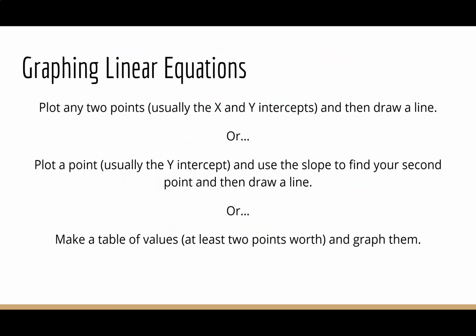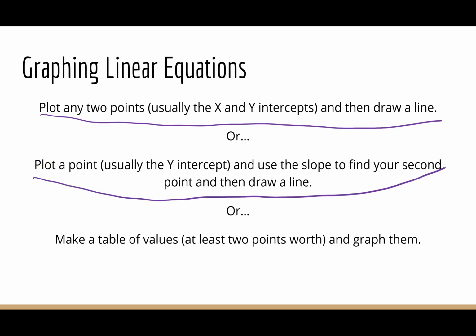So essentially there are 3 strategies for graphing linear equations depending on your personal preference. The whole deal is that you want at least 2 points on the graph, and then you connect them with a line. Okay, at least 2 points is good enough. 3, 4, 5, just fine. So the first strategy, just plot any 2 points and draw a line. If you know the x and y intercepts, plot them. Otherwise, just any 2 points. Or plot the y-intercept and use the slope to plot your second point and draw a line. Or make a table of values, at least 2 points worth, and graph them.